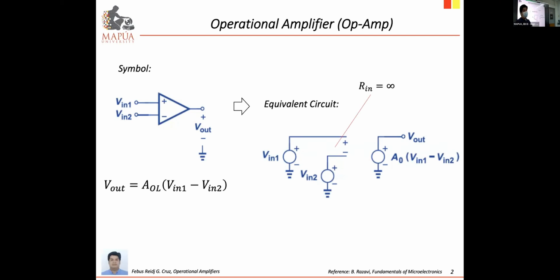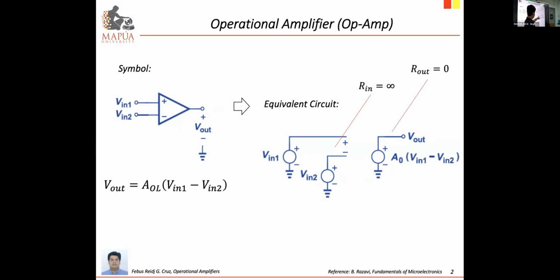Then for ideal characteristics, again, the input resistance of op-amp will be considered to be infinite. So we can always assume that the input terminals are open circuit. So that would be reflected later on with our circuit analysis. We can always assume that the input current into the op-amp will be equal to 0.